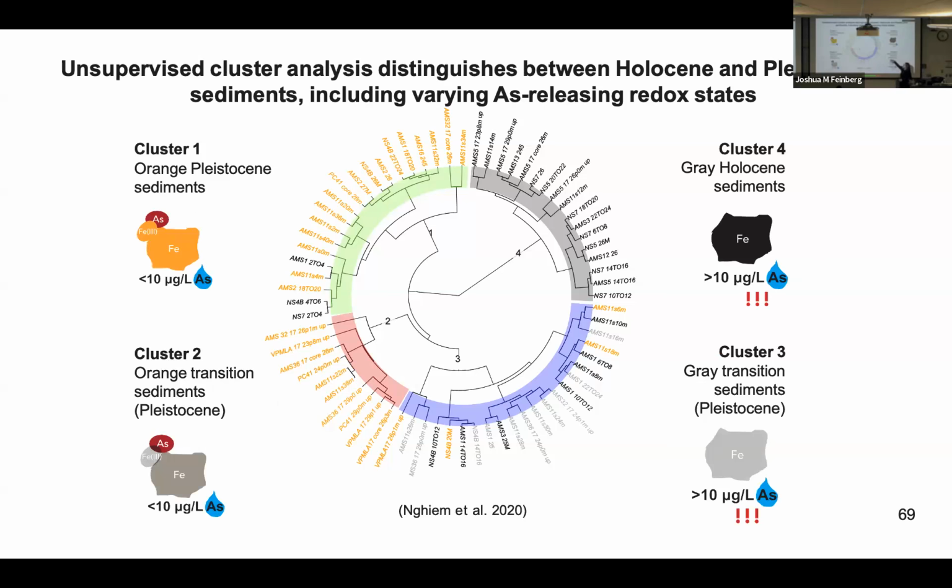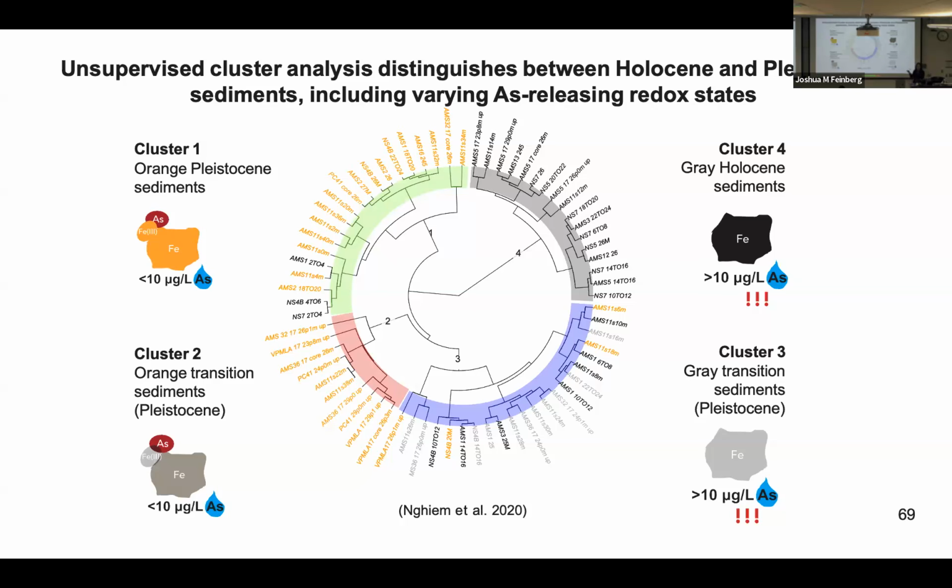If we review the associations going counterclockwise, we have our orange Pleistocene sediments, expected to be low in arsenic. Cluster 2, now we call this our orange transition. Maybe there's some activity going on in the iron mineralogy in the sediments that's not yet apparent in the groundwater, but is apparent in the mineralogy when we measure it. Cluster 3 is our gray transition sediments, which are expected to have high arsenic, and of course our traditional gray Holocene sediments, which indeed do have high arsenic.